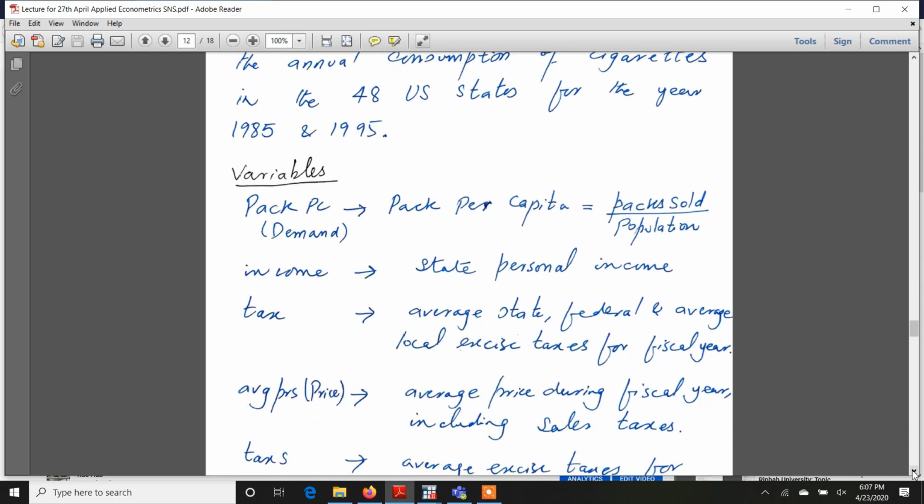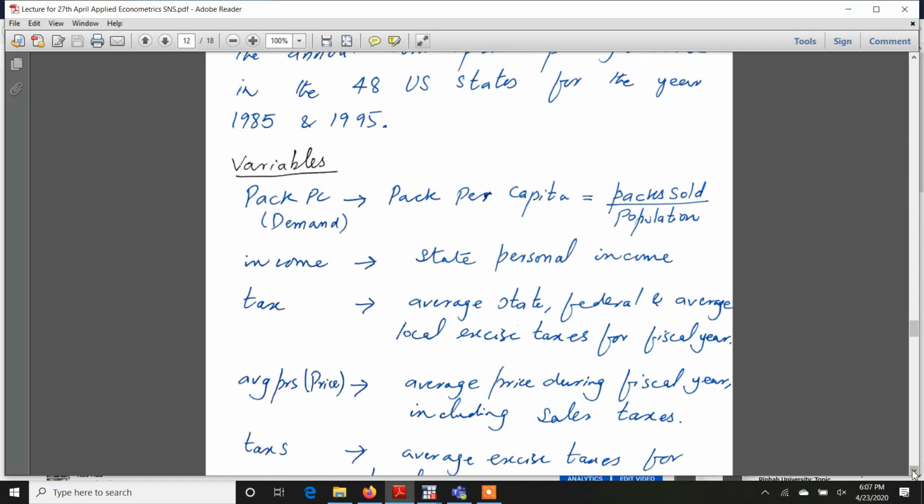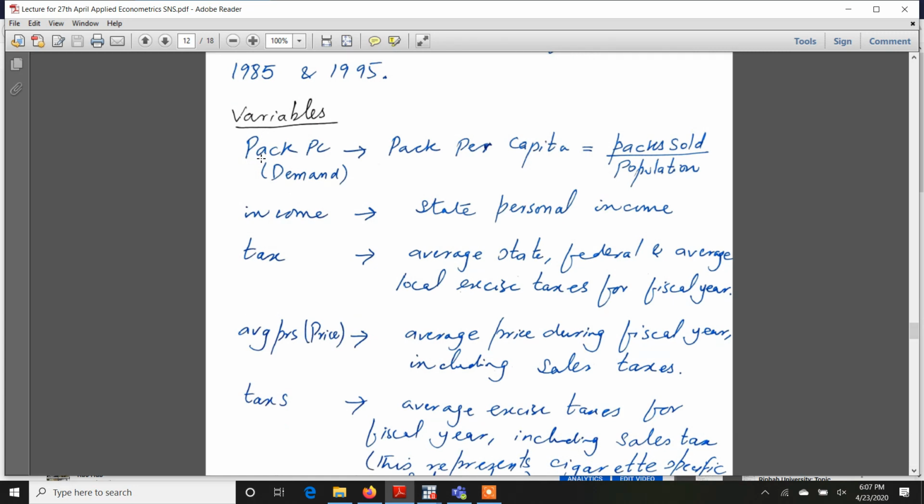Okay, so the variables in the data that I have just discussed about the consumption of cigarette. One of the variables is pack PC, which represents the demand for cigarette, because it is actually packs of cigarettes sold divided by population. That's why we call it pack per capita. Then we have the income, or the state personal income. As I said, this is state level data, so we have income for the ith state.